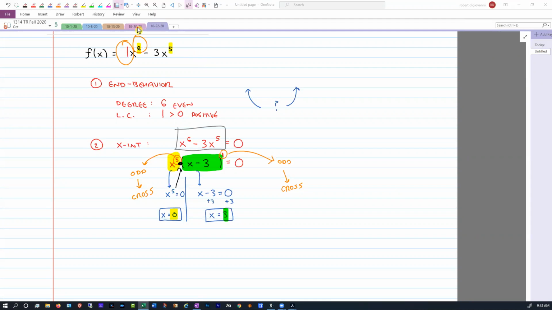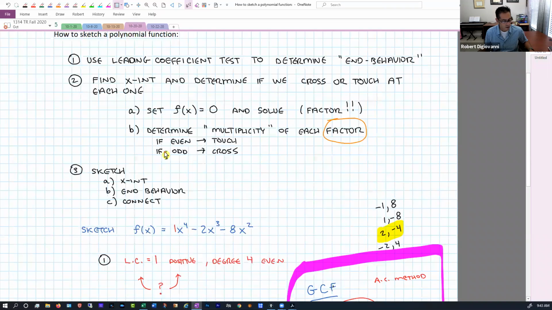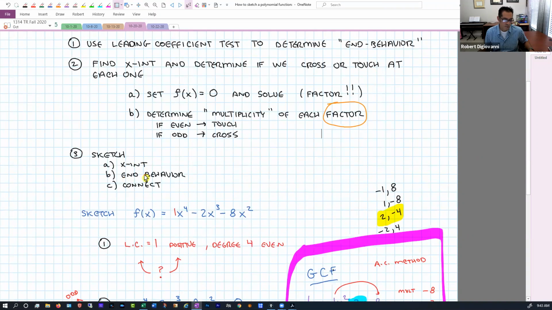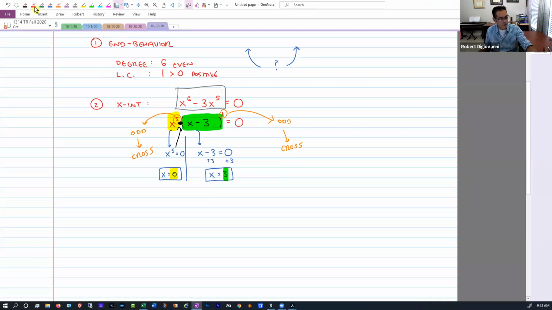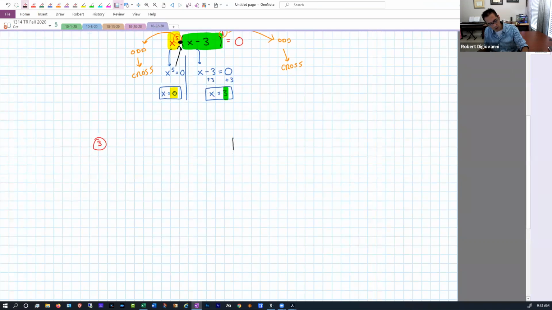Do we sketch? Yeah, we're going to do our sketch. So we're on the third step here. We're ready to do a sketch. So we're going to start by putting our x-intercepts, then we're going to put in our end behavior, and then we're going to connect the dots, but we're going to keep in mind whether or not we're touching or crossing, right? Okay, so Faith, I'm going to draw you an XY axis here. And then I'd like for you to tell me what you'd like for me to put on here first.